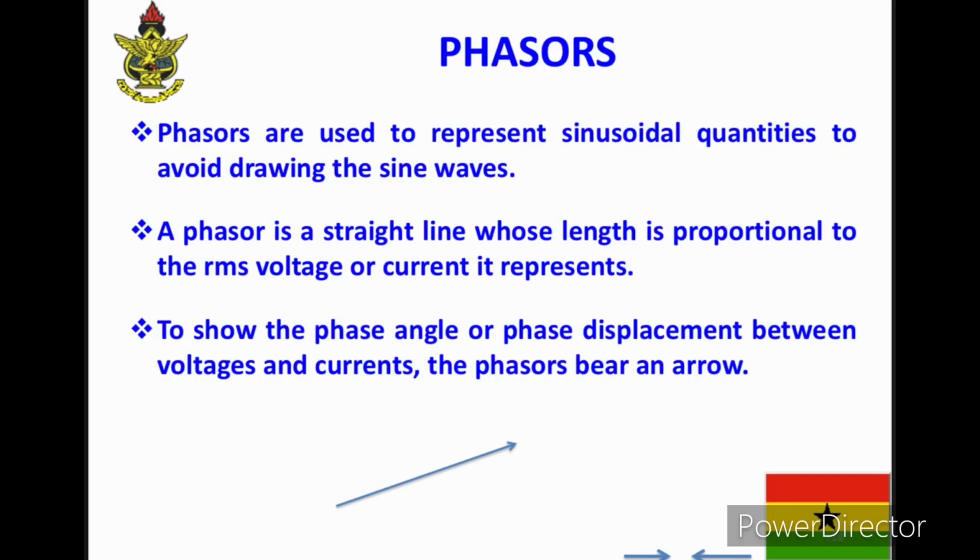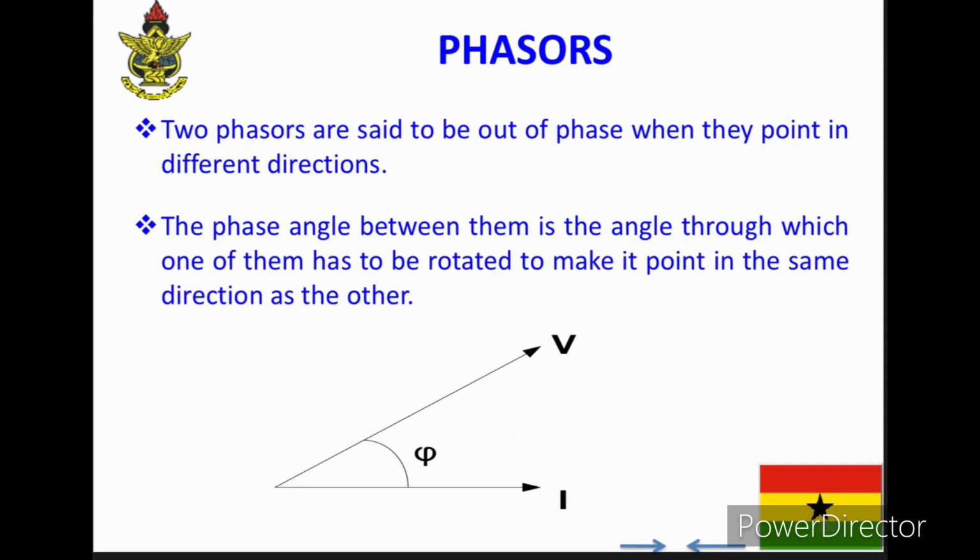Now, phasors are used to represent sinusoidal quantities to avoid drawing the sine waves. A phasor is a straight line whose length is proportional to the RMS voltage or current it represents. To show the phase angle or phase displacement between voltages and current, phasors bear an arrow. Two phasors are said to be out of phase when they point in different directions. To be in phase means they point in the same direction. But the phase angle between them, that is, when they are out of phase, is the angle by which one of them has to be rotated to make it point in the same direction.